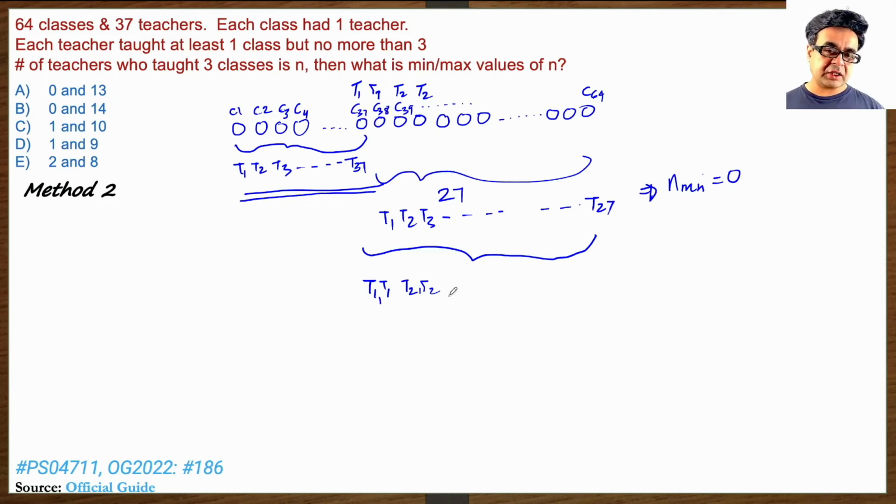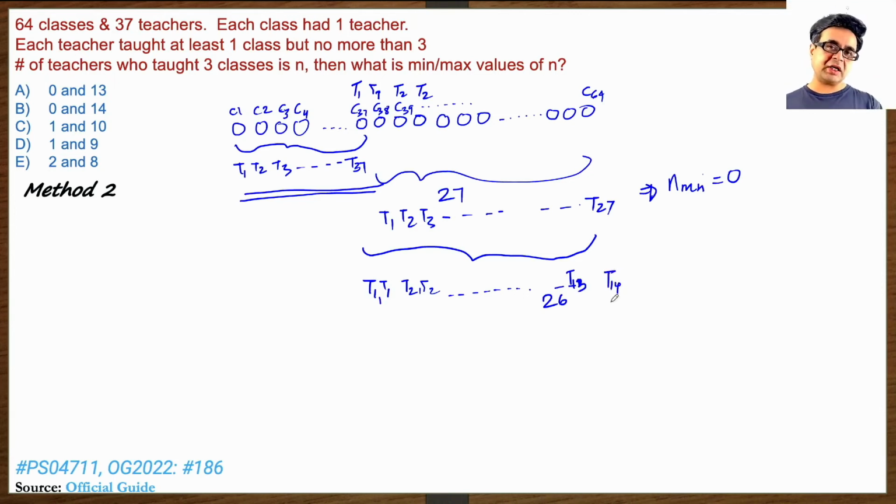And as I continue, I know that there are 27 classes. Now, this is a pair, right? I'm assigning 2 classes to each teacher. Eventually, I will be able to assign only 26 of such classes to teachers, which will be T13 here. And there will still be one class remaining, which will go to T14, but it will not be a pair.